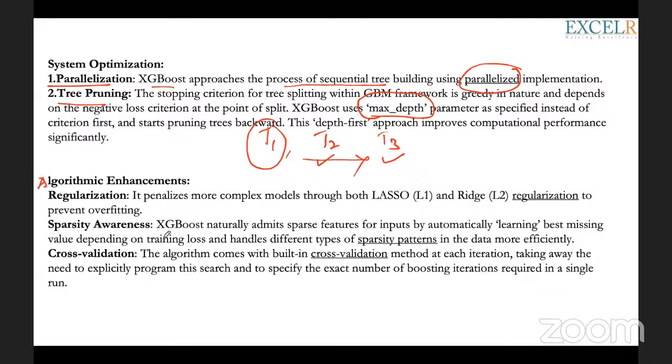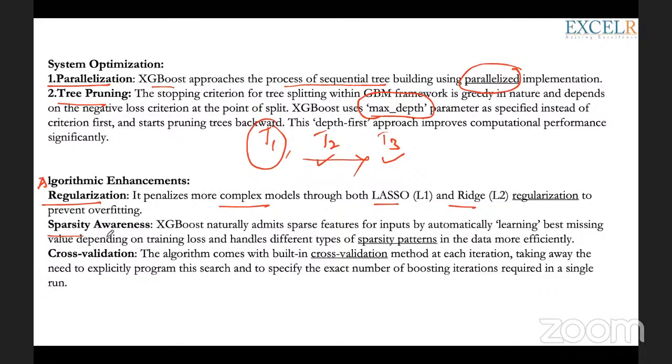And the other one is algorithmic enhancements, regularization. It penalizes more complex models. It has an inbuilt mechanism to punish the decision trees which are highly complex. It uses lasso and ridge regression regularization methods to control the overfitting of the models.